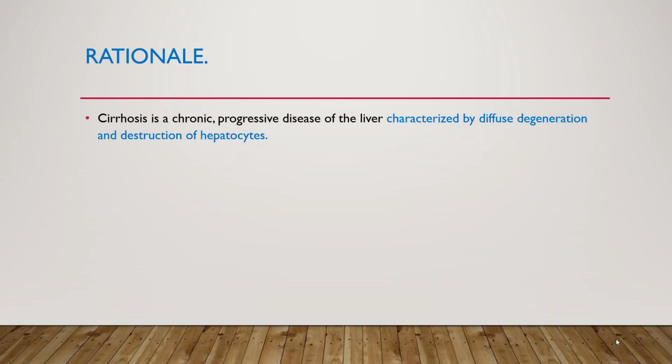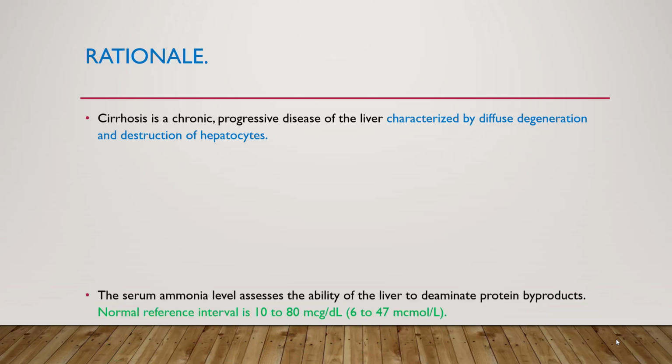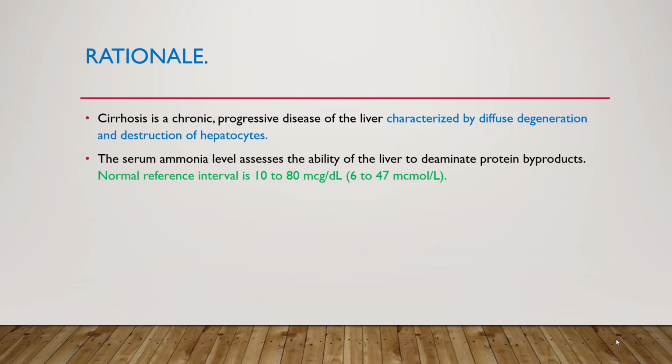Cirrhosis is a chronic, progressive disease of the liver characterized by diffuse degeneration and destruction of hepatocytes. The serum ammonia level assesses the ability of the liver to deaminate protein byproducts. Normal reference interval is 10 to 80.